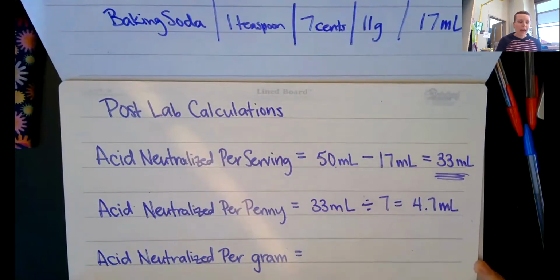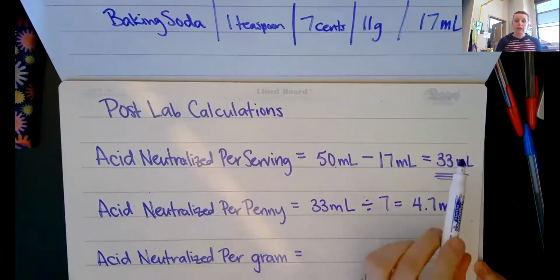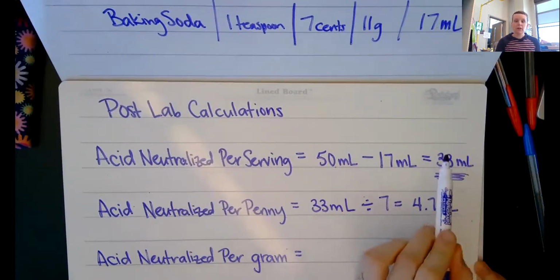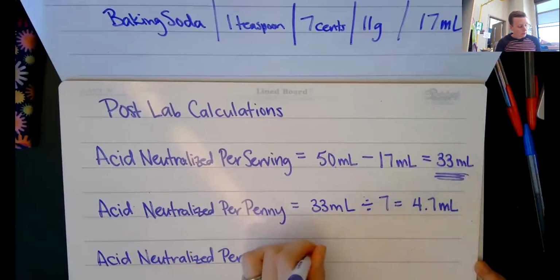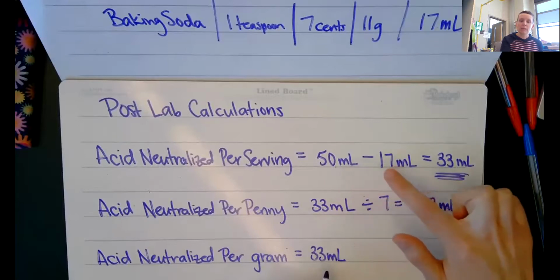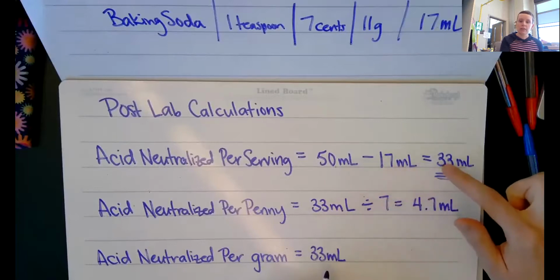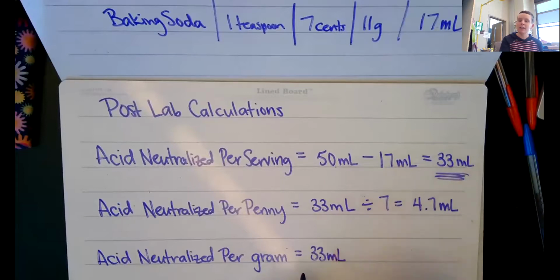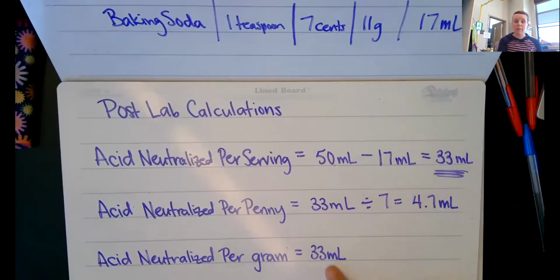And then this final one, acid neutralized per gram, is going to be really similar, okay? I'm going to start again with this number. This is my starting point for rows 2 and 3. 33 milliliters of acid was neutralized by the baking soda. Remember, that number is not going to be what you're using for Tums or Rolaids or Alka-Seltzer necessarily, okay? It's whatever 50 minus whatever base you used gives you an answer, and that answer is used here and here. It probably won't be 33, okay? But 33 milliliters was neutralized by my baking soda.